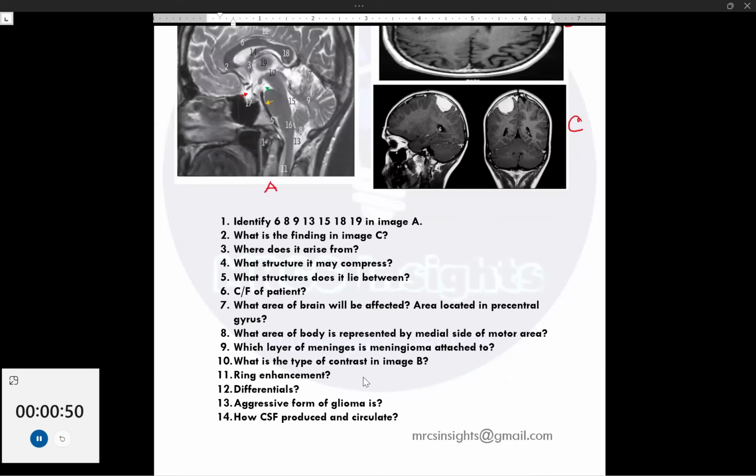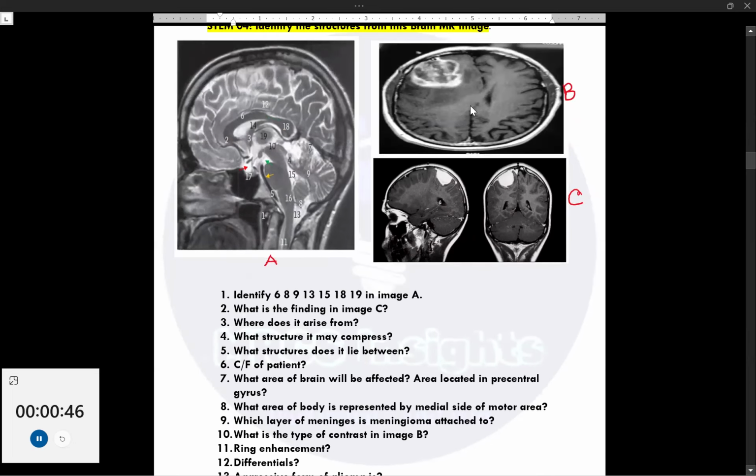Okay, the last question. What type of contrast is used in image B? Gadolinium. Excellent. So this is all.